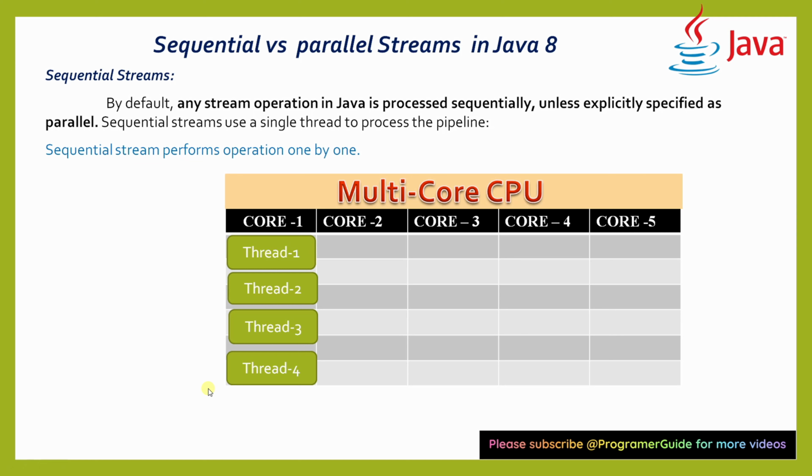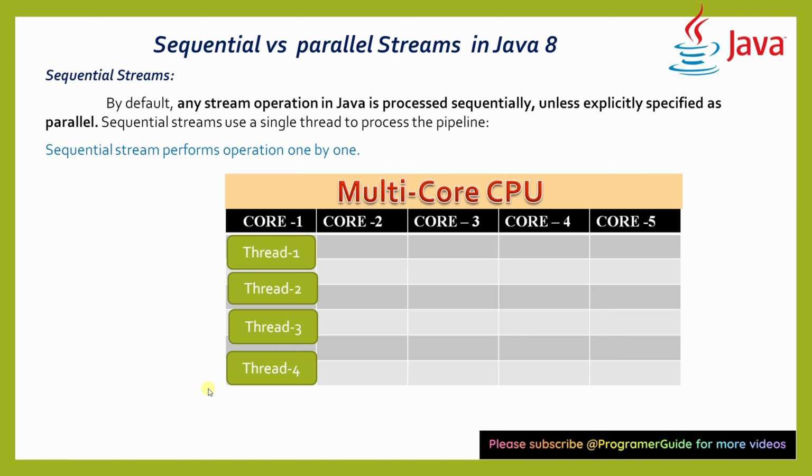We have covered the intermediate methods and terminal methods and streams. In that, I have given so many examples, but since it is time to differentiate between the major differences. Okay, so by default any stream operation in Java is processed sequentially unless explicitly specified as parallel.